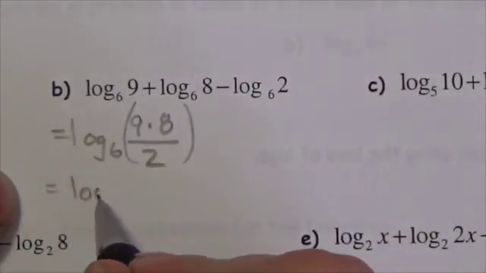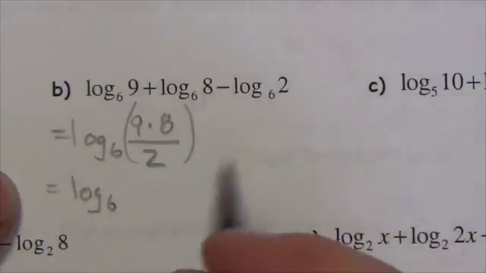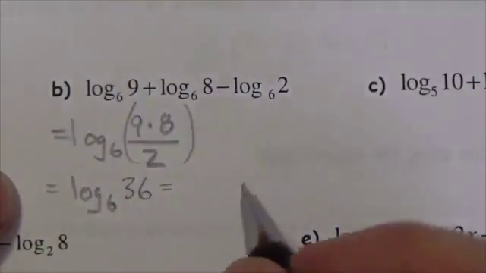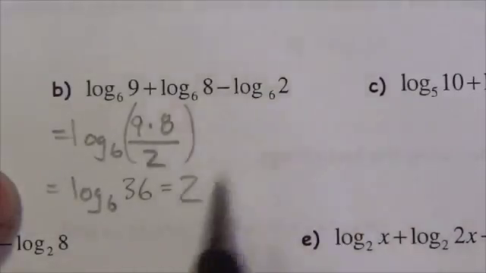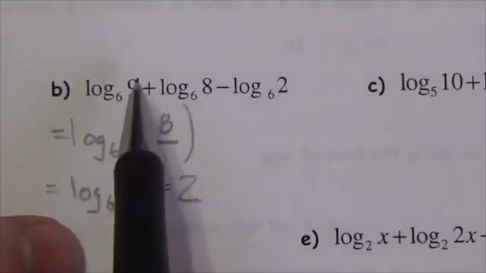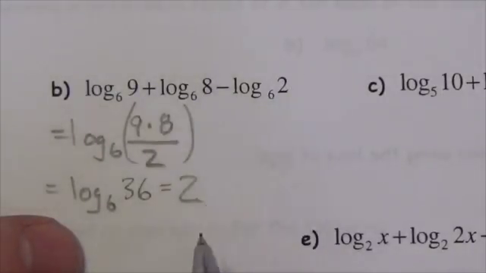So this now becomes the log base 6 of, well, 9 times 8 is 72, divided by 2 is 36. And then the log base 6 of 36 is just 2, because 6 squared is 36. So the log base 6 of 9 plus the log base 6 of 8 minus the log base 6 of 2 is just 2.